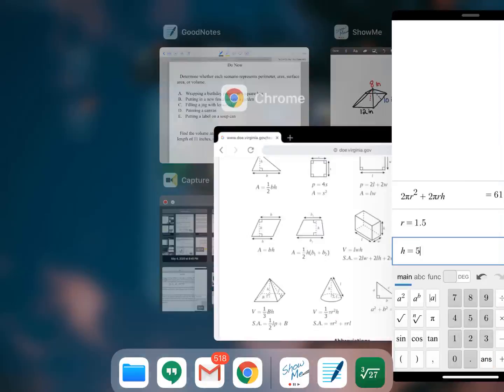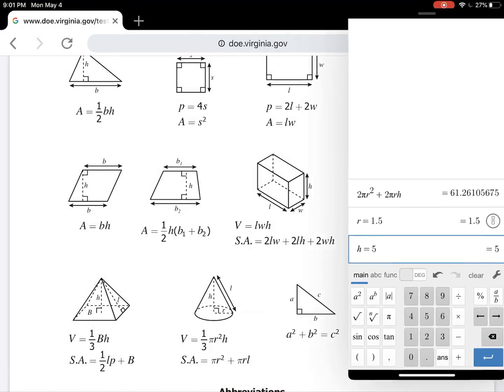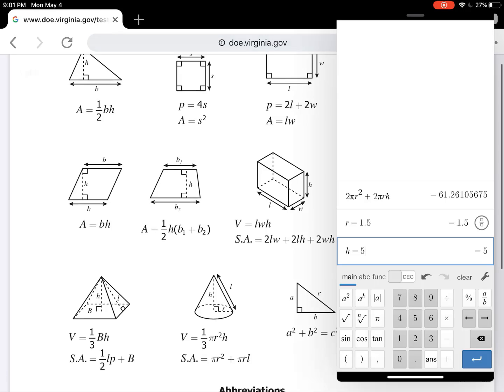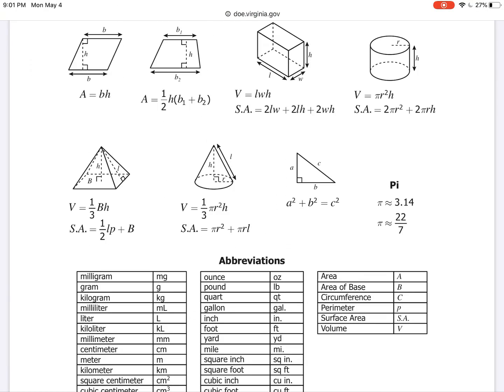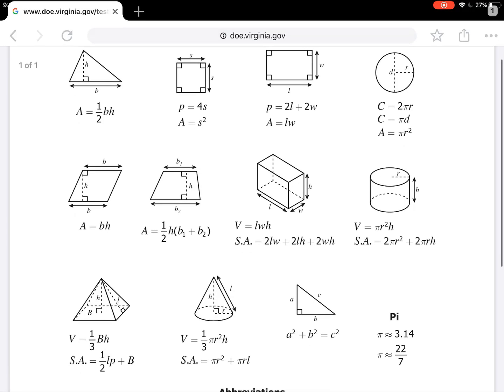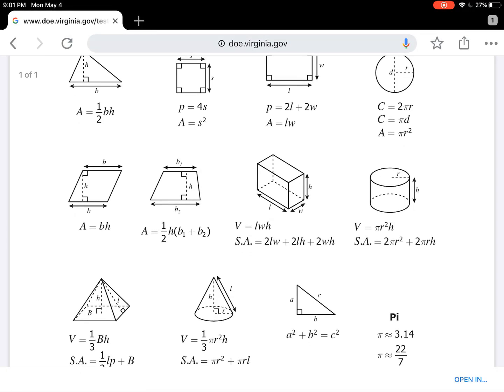Now let's talk about pyramids. Pyramids are on the last row in the first column. A pyramid has a square base with 4 triangular sides that come to a point. The volume is 1/3 capital B H. If we look down on our formula sheet, we can actually see that big B is equal to the area of the base. So we may need to refer to some of these two-dimensional formulas at the top, primarily the square.